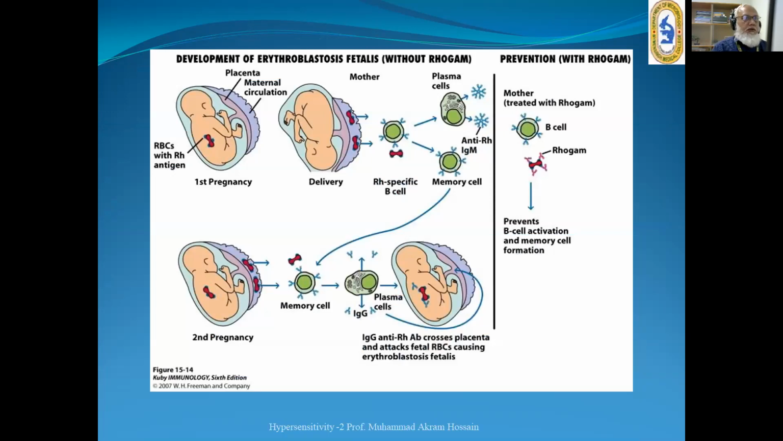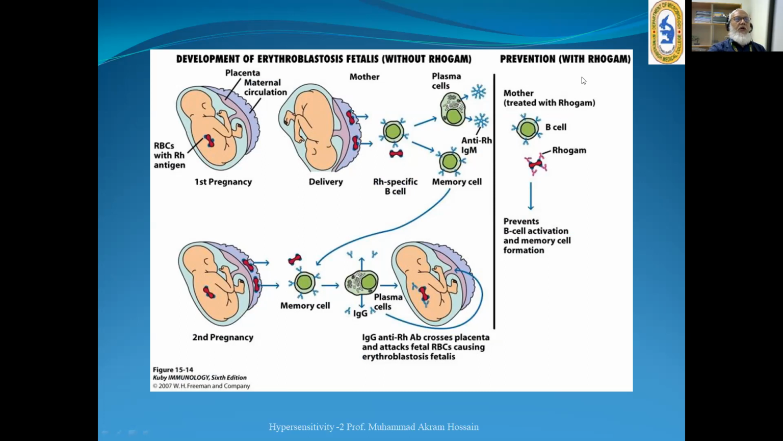This is a diagrammatic explanation of Erythroblastosis fetalis. It is self-explanatory. During the first pregnancy, the RBC with antigen, if the mother is negative and the fetus is positive, this antigen on the positive RBC stimulates the mother to form antibody against RBC, and during the second pregnancy, the IgG antibody crosses the placenta and causes erythroblastosis fetalis.